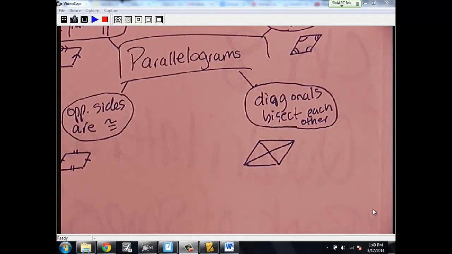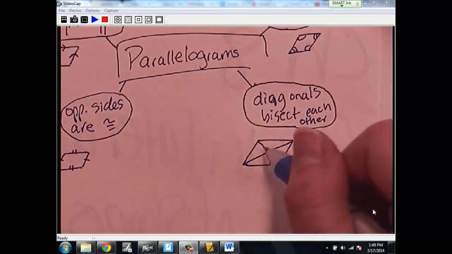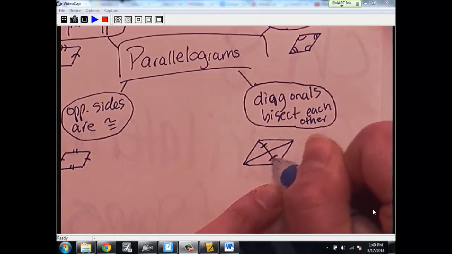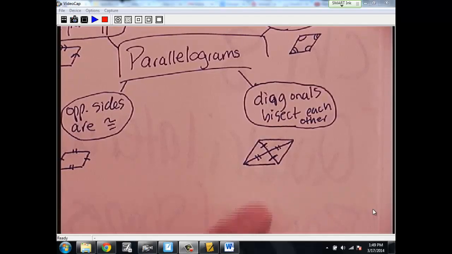If it's bisected, what's it do? It crosses and it does what? It splits it into two equal parts, right? The diagonals bisect, so it splits them into two equal parts. So those parts are equal, and then those two parts are equal. That's what that looks like. Those are your four properties.